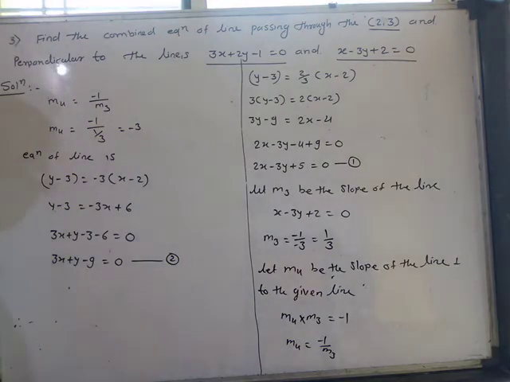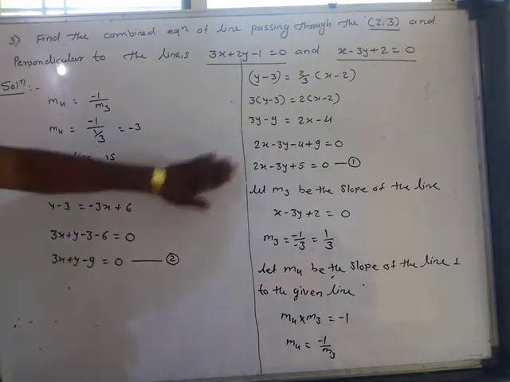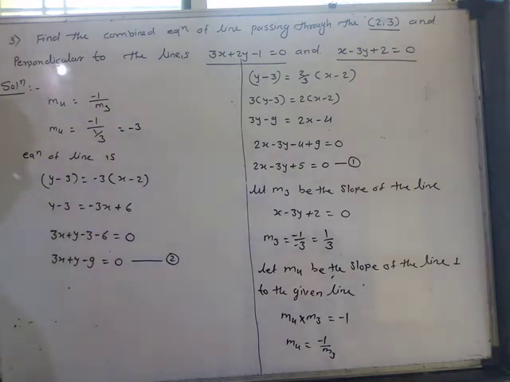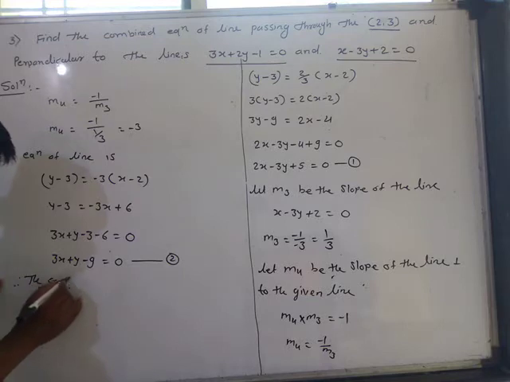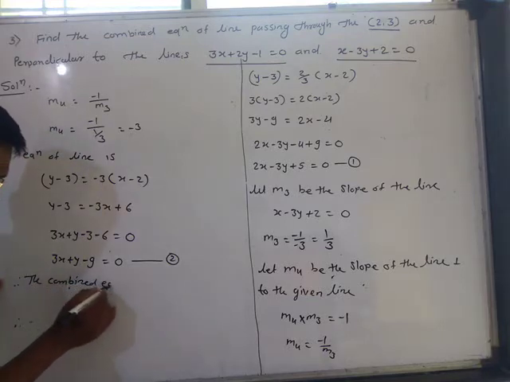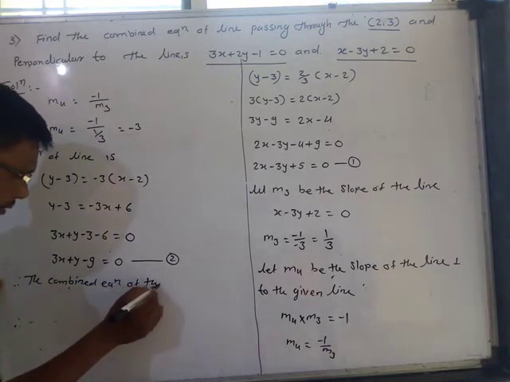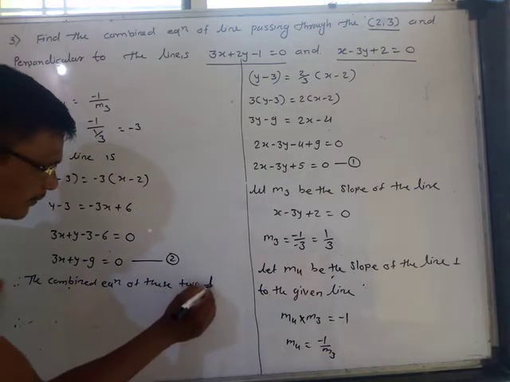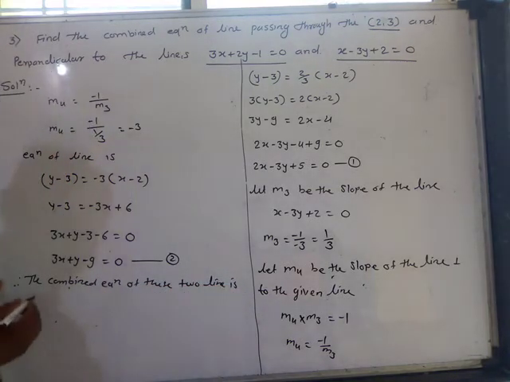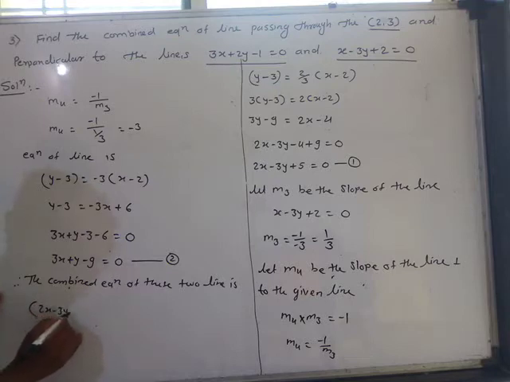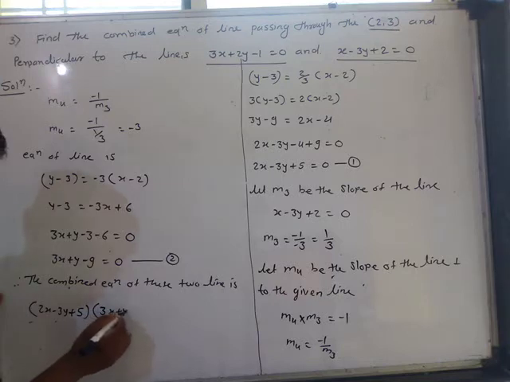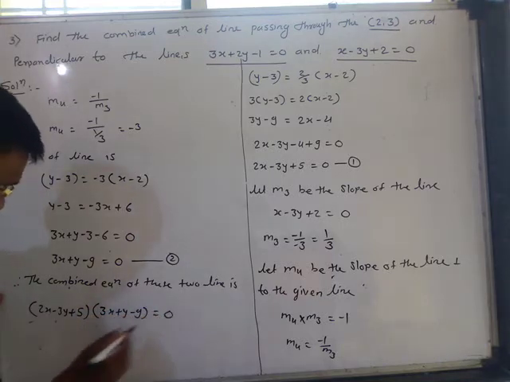Now we have to find out the combined equation of these two lines. Therefore the combined equation of these two lines is that is (2x minus 3y plus 5) into (3x plus y minus 9) is equal to 0.